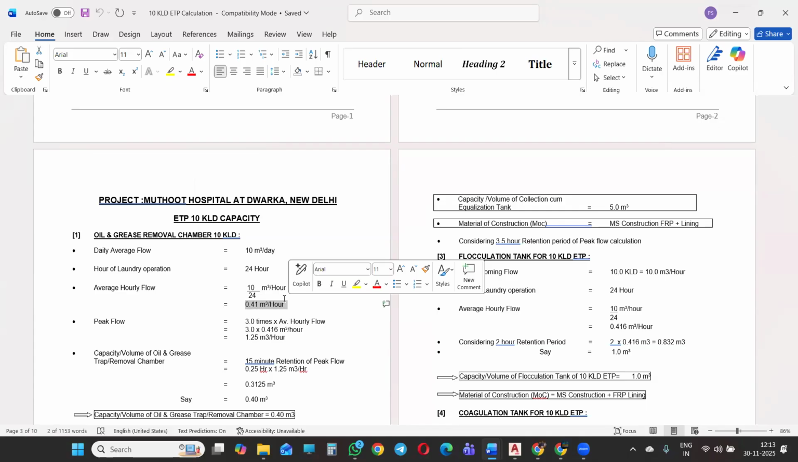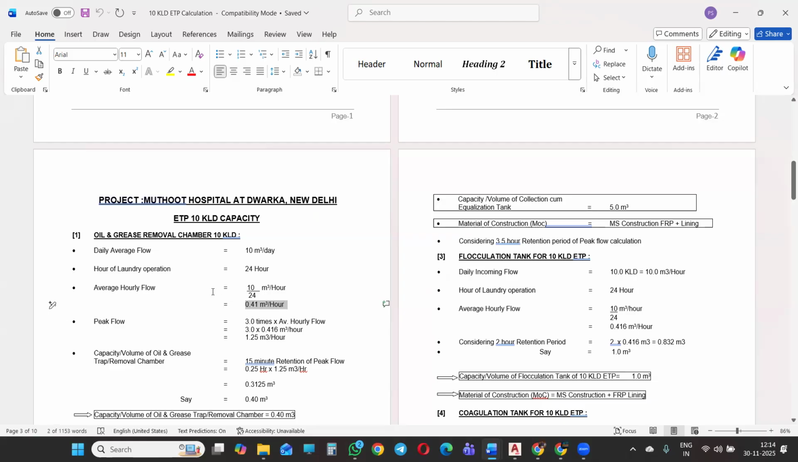As per the CPHE manual, I have already told you that the hours of laundry operation, average flow, and peak flow have all been given in my CPHE manuals. When you open the STP and WTP design, you will get every average flow, peak hours, retention time period, and cleaning time. Everything has been given in the CPHE manual. That's clear?